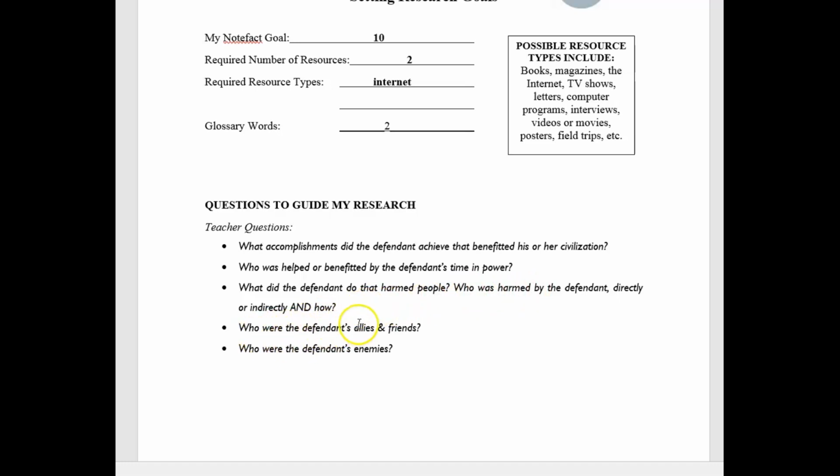And then who were the defendant's allies and friends, right? Again, they're going to be testifying for the defense probably. So you want specific people whenever possible, right? And so you want names, and then who were their enemies, right? And again, if possible, you want names, right? It isn't always going to be possible to have names, but certainly family, key military allies, they're going to be in the history. And so you can have those names, you can have those cities, you can have the leaders of those cities. Those are all important people.